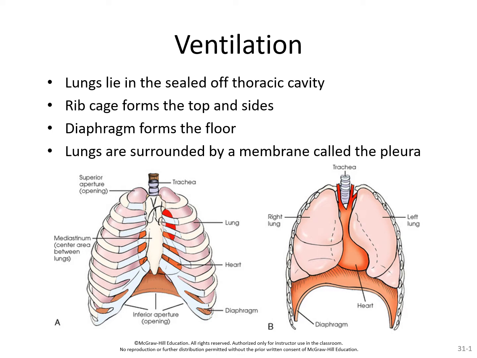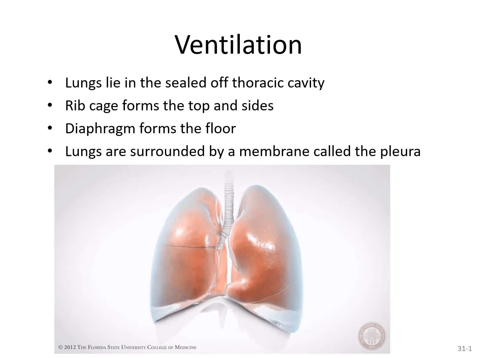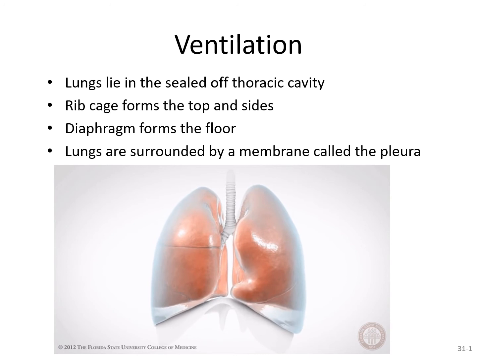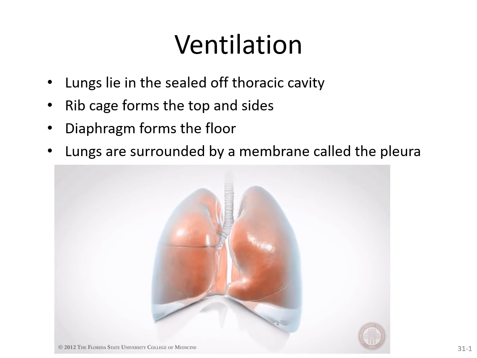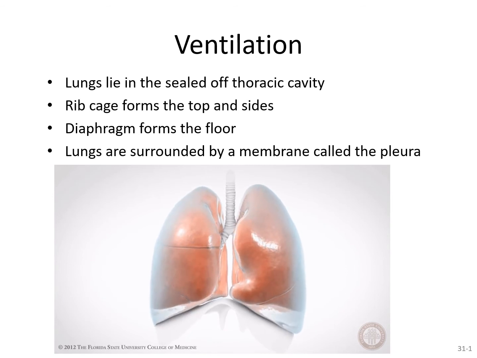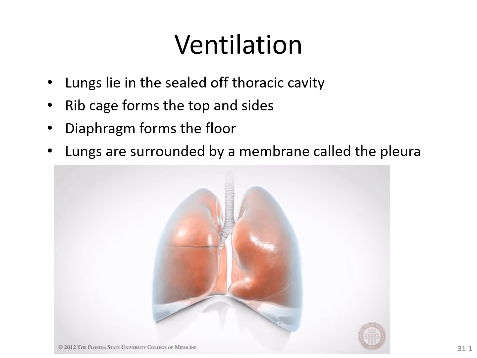The lungs are surrounded by a membrane called the pleura, and the pleural cavities are filled with what's called pleural fluid. If you look at this diagram, you can see the lungs proper, the pleura surrounding them, and the pleural fluid within the pleural cavity. The pleural fluid serves as a lubricant and keeps the lungs moving smoothly. But it also keeps friction from occurring between lung tissue and other organs that are in the thoracic cavity.